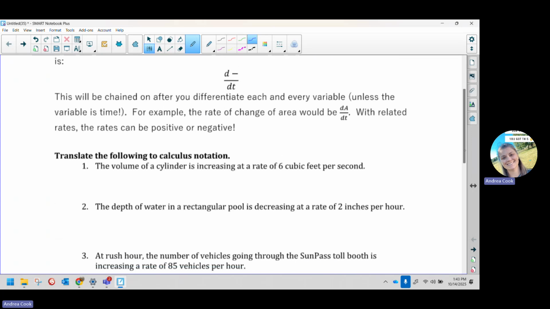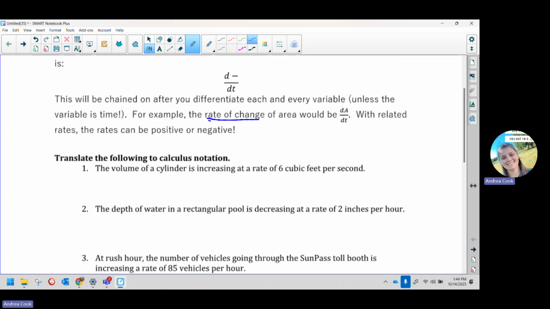For example, the rate of change in area, we would write as dA over dt. D blank over dt, so whatever your variable is goes in there. T is time, so they're all rates, because it's a rate of change with respect to time. Rates can be positive or negative. If something is getting bigger, the rate is positive. If something's getting smaller, the rate is negative.